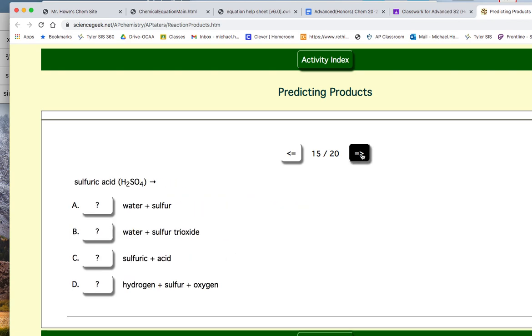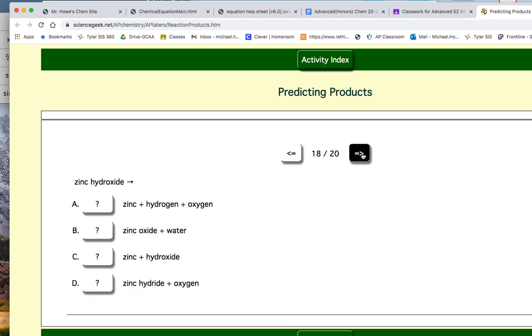Here's another one of those decomposition ones. So this is an acid, just one thing. And acids, we said, make a non-metal oxide plus water. So that would have to be this one. There's the non-metal oxide plus water. There's a metallic hydroxide. And that's one of those 4 we talked about. So the metallic hydroxide makes a metal oxide plus water.